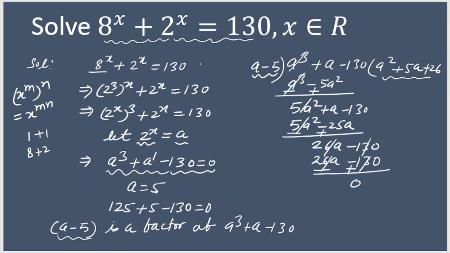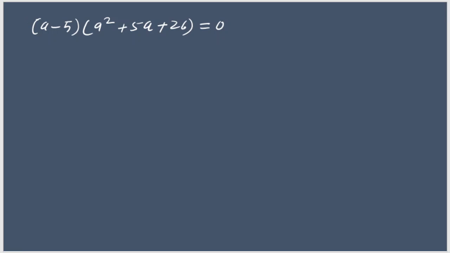Then by the hit and trial method I got a value of a which is equal to 5, and this 5 is satisfying the equation. So it means that a minus 5 is a factor of this polynomial. Since a minus 5 is a factor, the polynomial should be divided by a minus 5. So I have got another factor, that is a square plus 5a plus 26. So a cube plus a minus 130 has been written like this. Now we need to further factorize it.